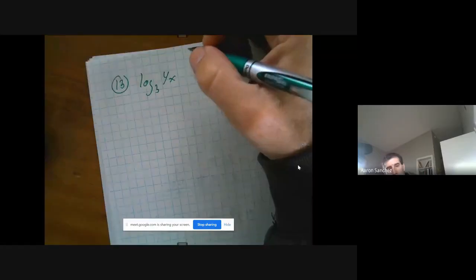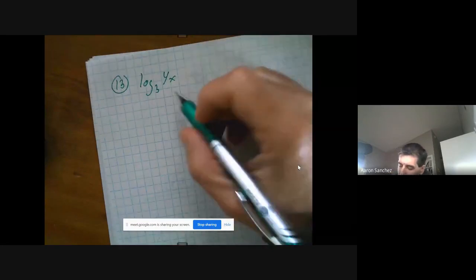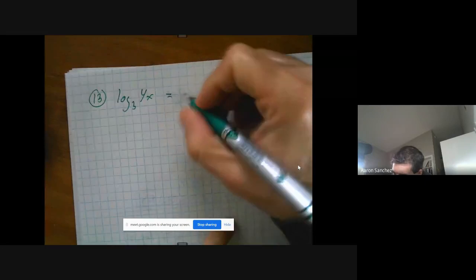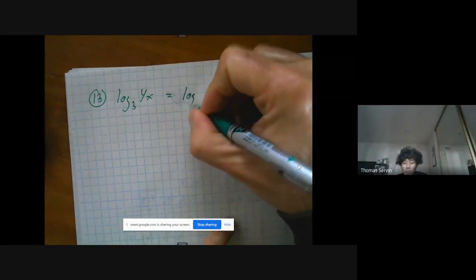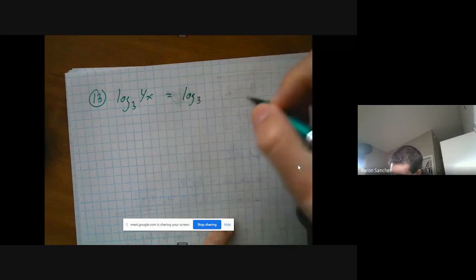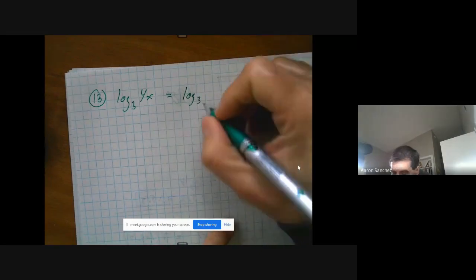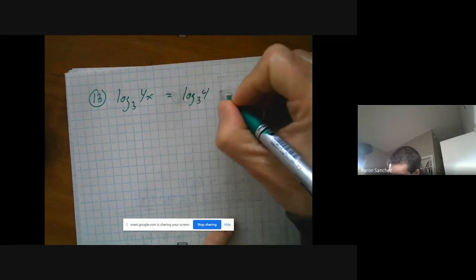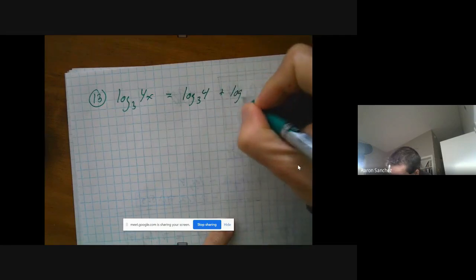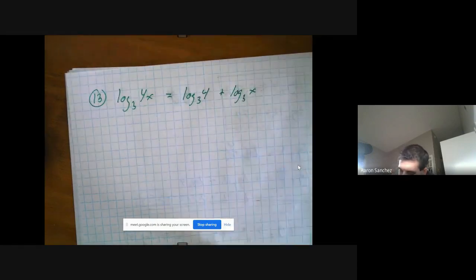Hey, what am I going to use here? What do you think? The product, the quotient, or the power rule? The product. Yeah, because I'm multiplying 4 times log x. So to expand it, I change it to an addition problem: log base 3 of 4 plus log base 3 of x. And that's all you've got to do.